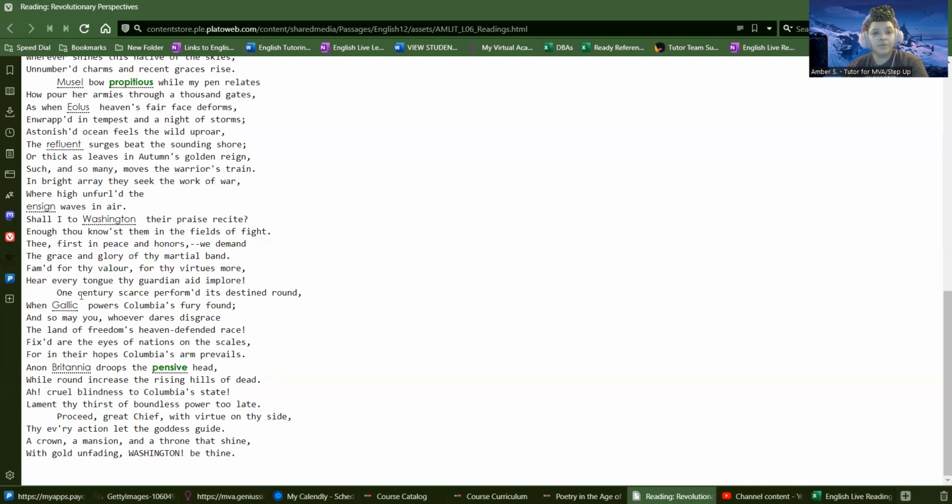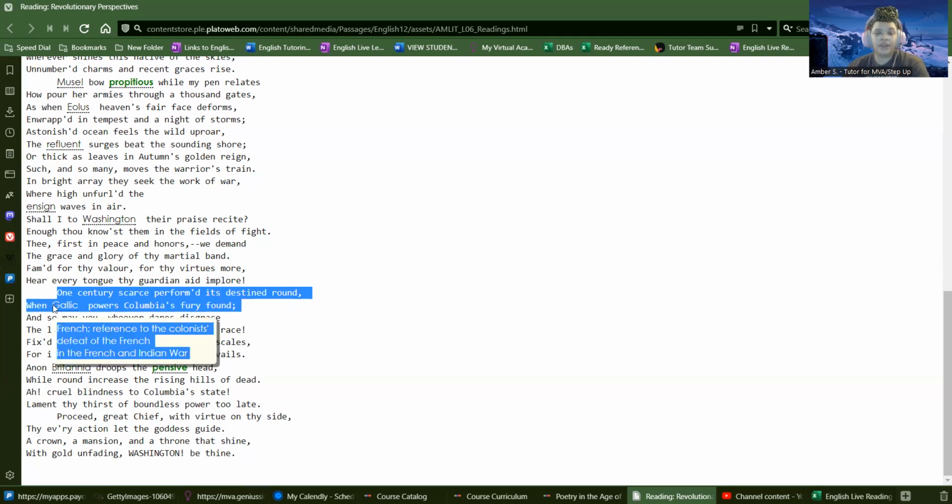And then it says, one century scarce performed its destined round, when Gallic powers Columbia's fury found. So here, Gallic is French. So it says here, reference to the colonists' defeat at the French in the French and Indian War.